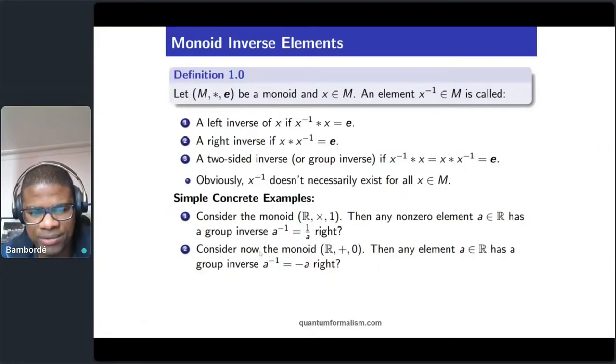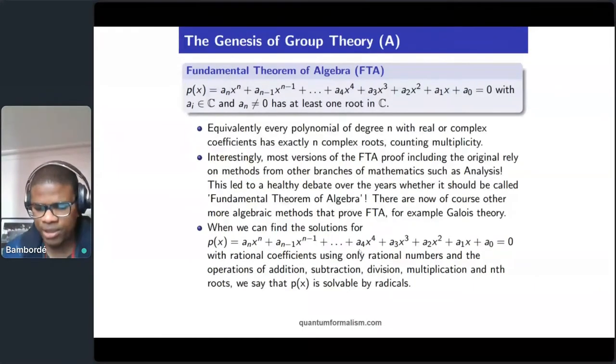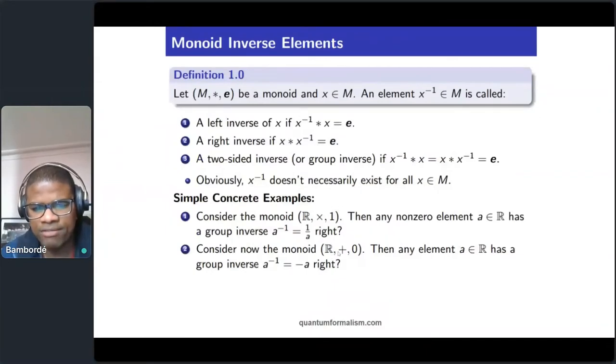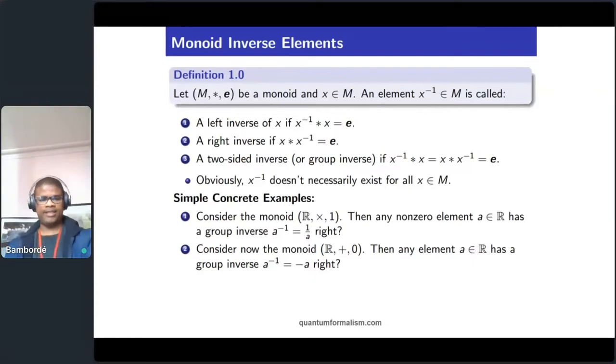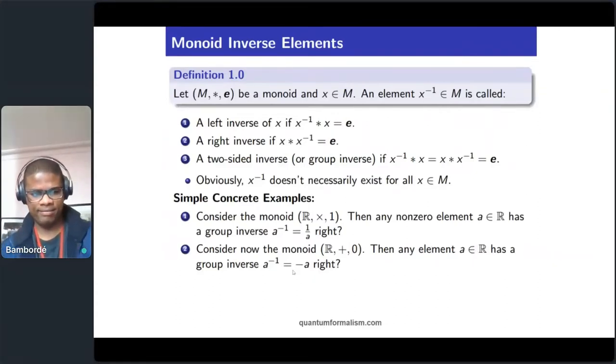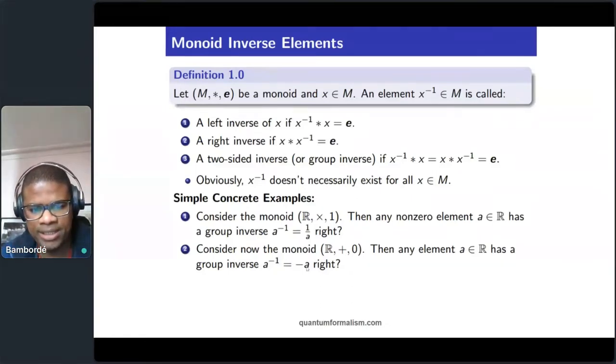So going back to the second example, let's consider R with the additive structure, okay? So with addition, obviously, this is also a monoid. In this case, we have zero as the identity, and then any element in the reals has an inverse. In this case, it is the negative of it, right? So a minus one is minus a, right? So we agree on this also, I assume, right? Good.